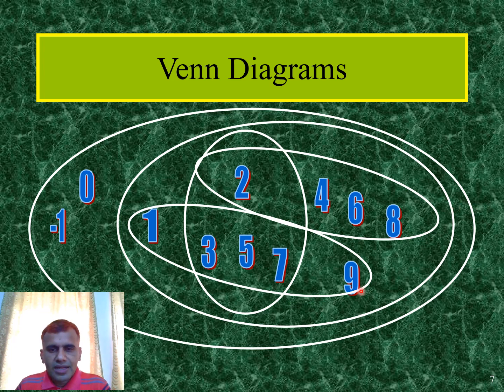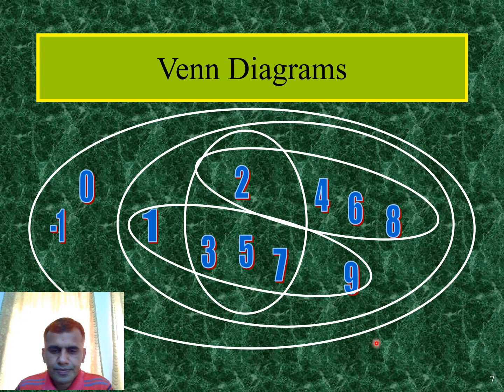See, in this diagram, you can see that integers from -1 to 10 are given. Then this set contains positive integers from 1 to 9. Then this set contains odd numbers from 1 to 9. This is even numbers from 1 to 9. And this circle contains the prime numbers from 1 to 9.